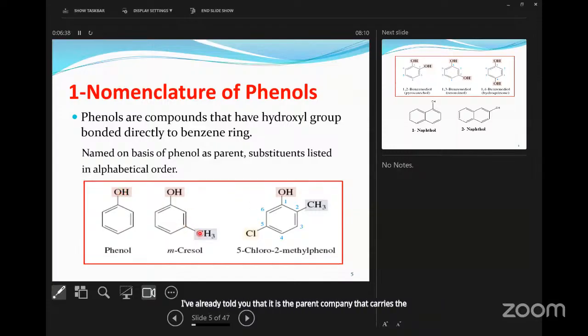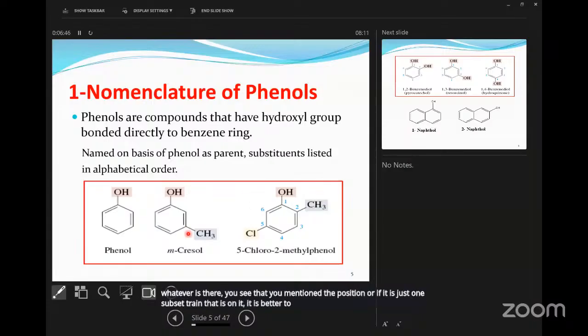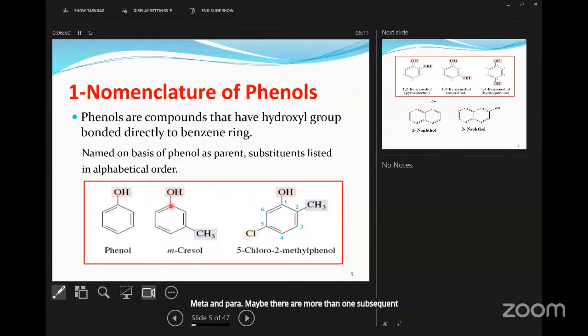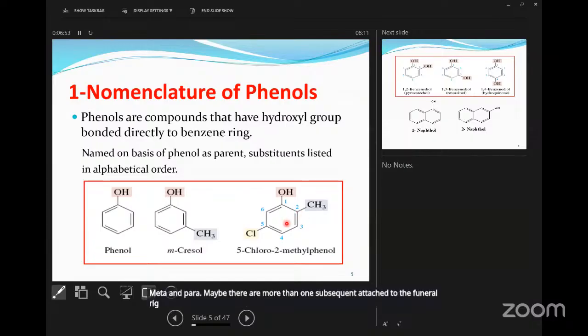So whatever is there, you either mention the position, or if it is just one substituent on it, it is better to use ortho, meta, and para. But if there is more than one substituent attached to the phenol ring, like we have in this third compound, then you have to mention the position of the substituents you are talking about. But for a mono-substituted phenol, you can mention whether it is meta or para, like this is m-cresol, meta-cresol.